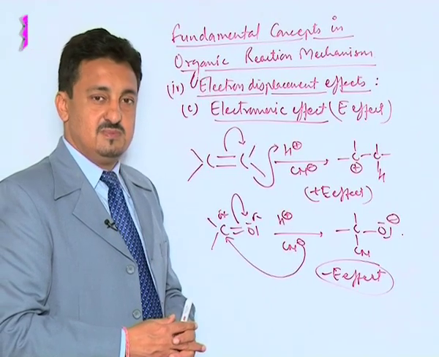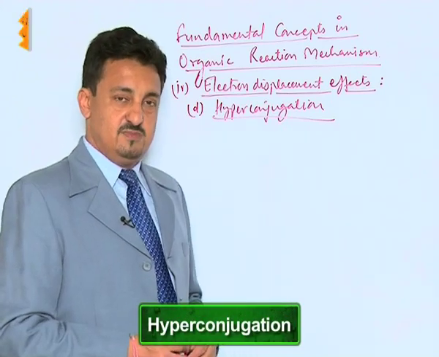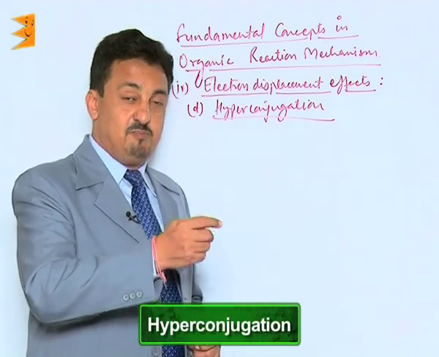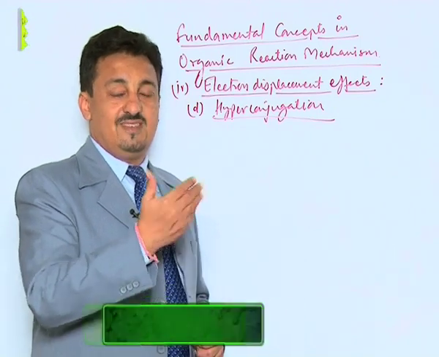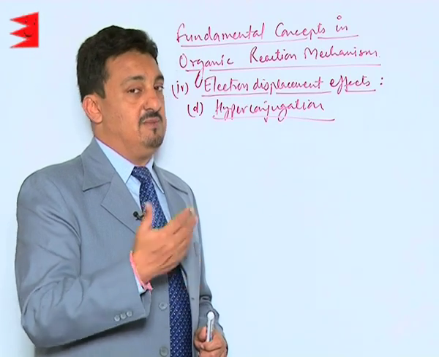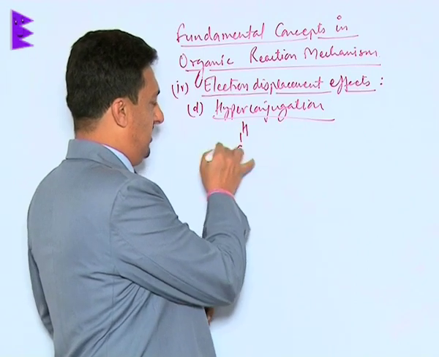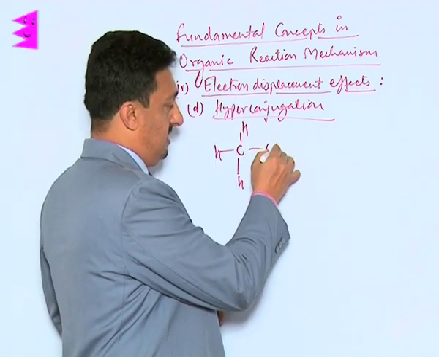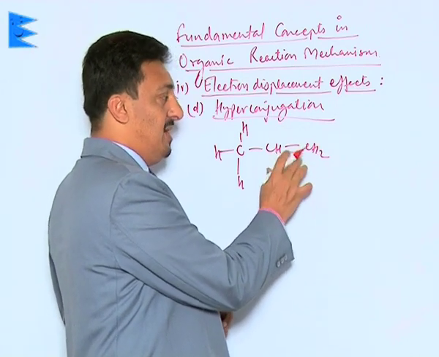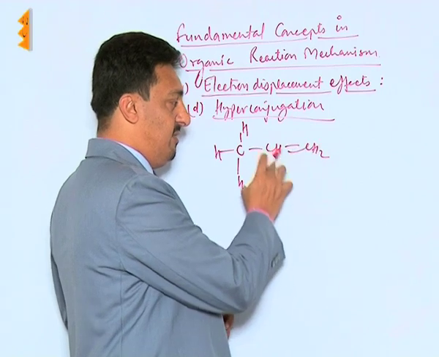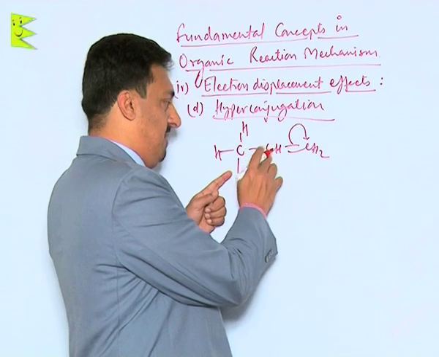The next electron displacement effect is called hyperconjugation. It is the shifting of the sigma electrons of the C-H bond of the methyl group to the neighboring electron deficient or multiple bond system. Let me give you an example. Suppose we have the propene molecule. At some point, the pi electrons moving between the two carbon atoms can shift to one carbon, and as a result the other carbon becomes electron deficient.